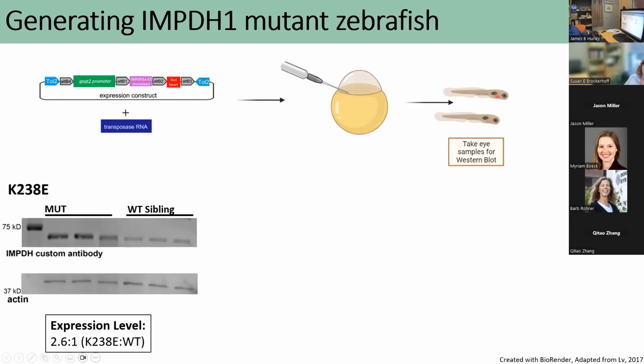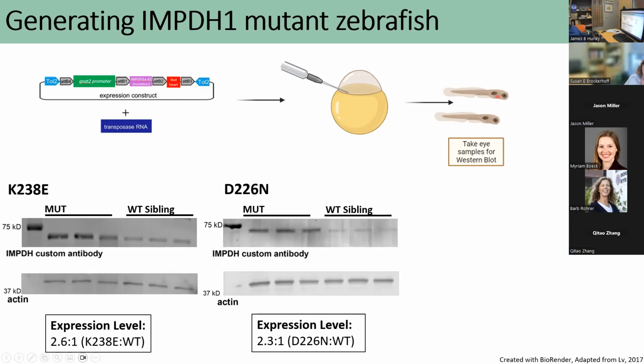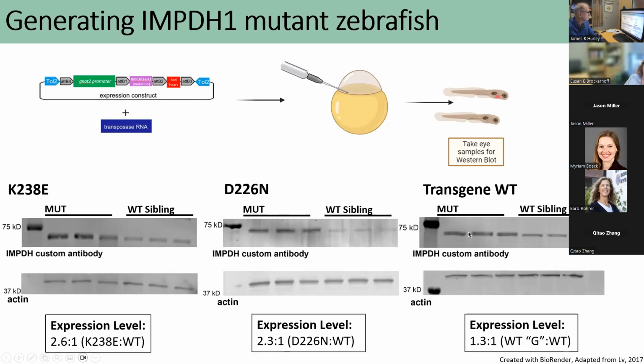With K238D, we have about a 2.6 to 1 mutant to wild type. D226N is about 2.3 to 1. So it's a little higher, but it's not a 100x overexpression. We're trying to keep it as close to endogenous levels as we can. And then as a control, we injected just wild type IMPDH to bring those levels a little bit higher, at 1.3 to 1, to make sure that the overall protein expression isn't causing phenotypes. Then we grow up the fish and use the adult fish for experiments.